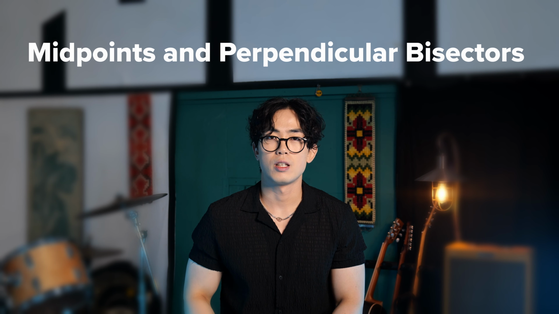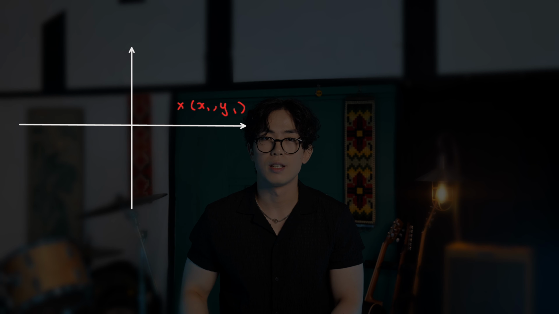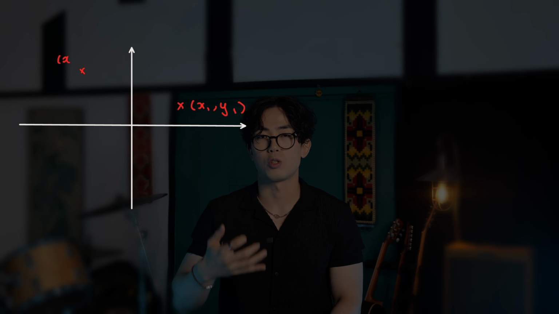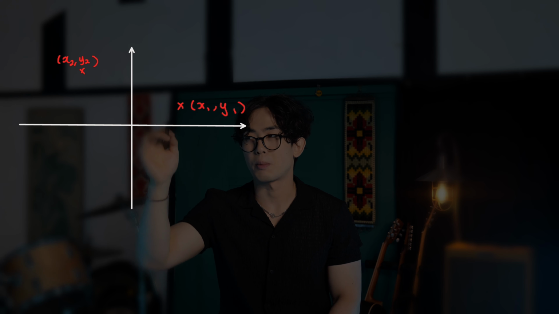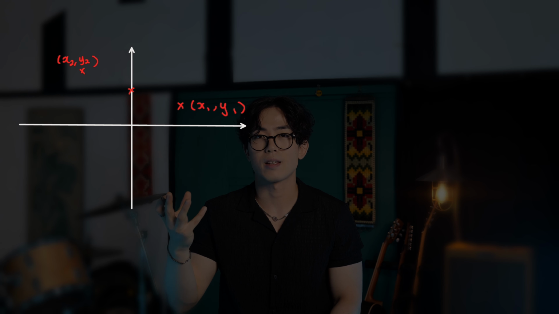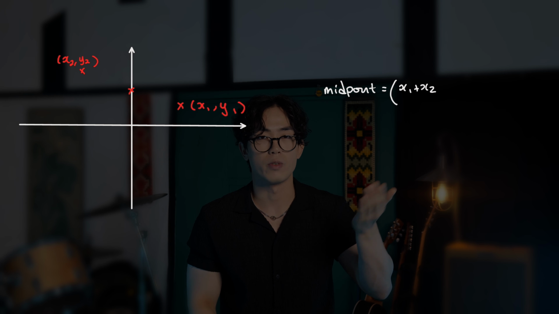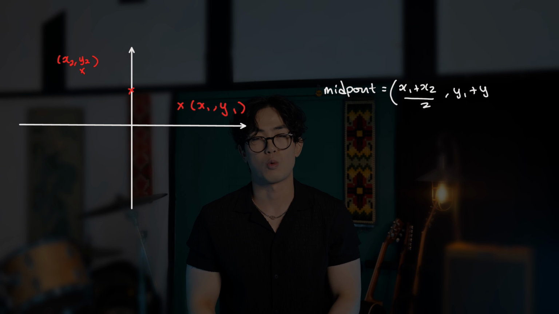So the midpoint first. So let's say I have a point here. I'm going to give it coordinates x1, y1, and another point here with coordinates x2, y2. That means the midpoint is going to be the midpoint here. This is easily found because all we need to do is just sum up the x and divide by 2, and sum up the y and divide by 2. So the midpoint equation will be x1 plus x2 over 2, comma, y1 plus y2 over 2.